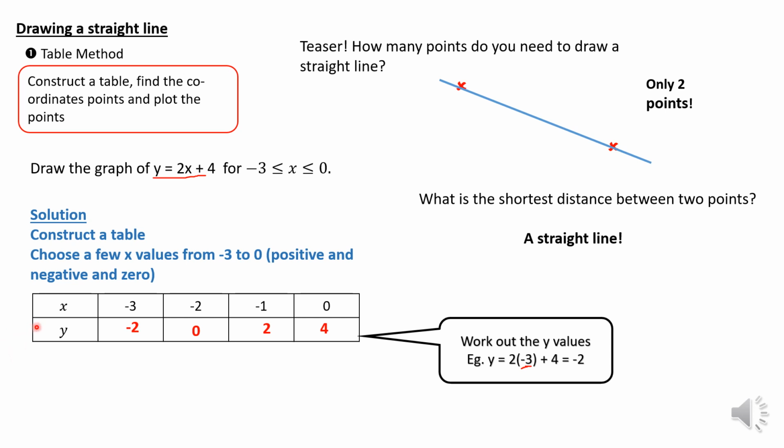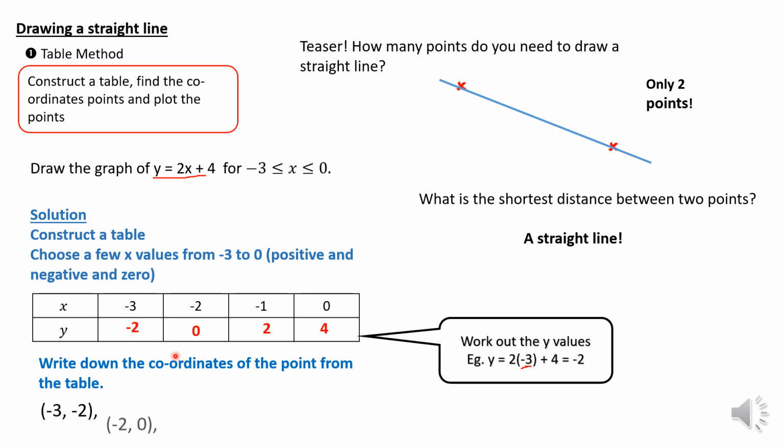So what I'm going to do is write these points now as coordinates. So this is going to be the point (-3, -2). This is the point (-2, 0). This is the point (-1, 2). And this is the point (0, 4). So now what I'm left with is I have to plot these points. Remember, you know how to plot. And then I'm going to simply draw a straight line.